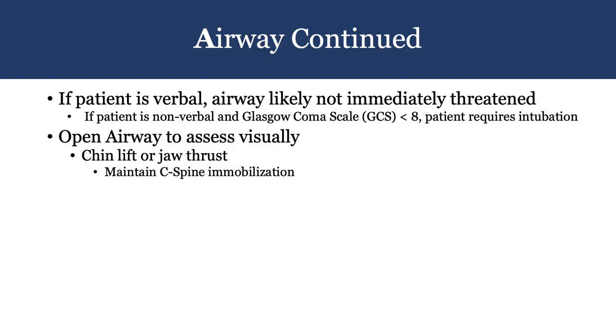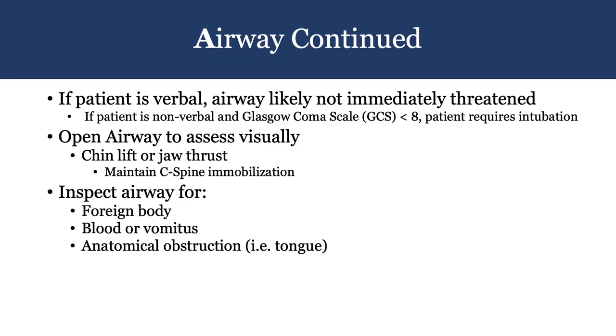Usually we don't want to perform the head tilt if we suspect cervical spine injury, so we stick to the jaw thrust that can help us open the airway without destabilizing the cervical spine. So what do we inspect the airway for? Foreign bodies, blood or vomitus, and these are things that could obstruct the airway, and any other anatomical structures that could obstruct the airway. For example, in patients with facial trauma, we could find bony prominences, we could find the tongue falling back and obstructing the airway.